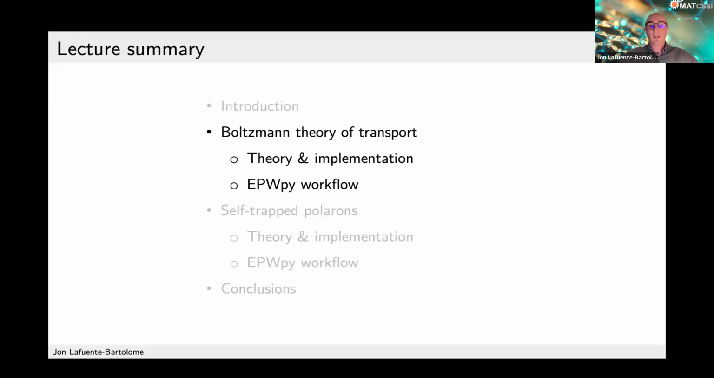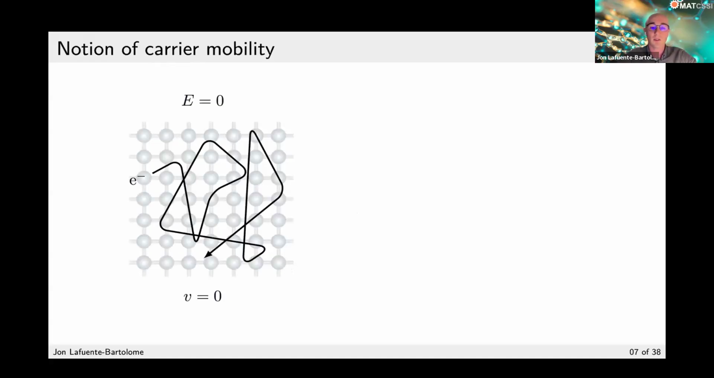After this general introduction, now I'll go into a little bit more detail of how we can compute both of these regimes with EPW. I will show the general theory. I will also show the equations that one needs to solve. And then finally, I will show how one can streamline all these calculations with EPWpy. So let's first focus on the Boltzmann theory of conventional, let's say, diffusive transport.